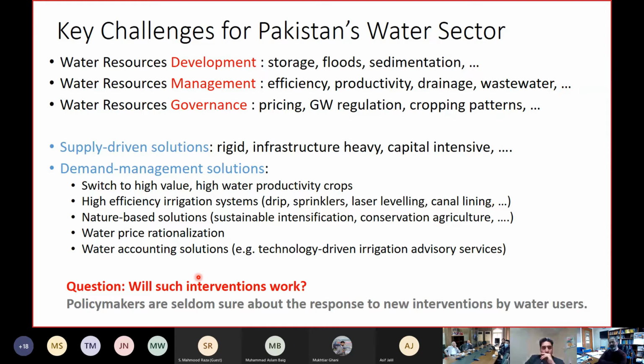Now, for all of these demand side interventions that people propose, and then they are also taken to government projects as well, there is always this question of whether these interventions will actually work. And the policymakers are seldom sure about, well, you propose a new intervention, how will the farmers respond? How will the water users respond? So you bring in a new kind of drip irrigation system, you bring in a laser leveling system, you propose a new nature-based sustainable intensification system that would supposedly save water, or you increase the price of Abiana. You just pick any of these interventions, and of course, this is always a thing on people's mind.